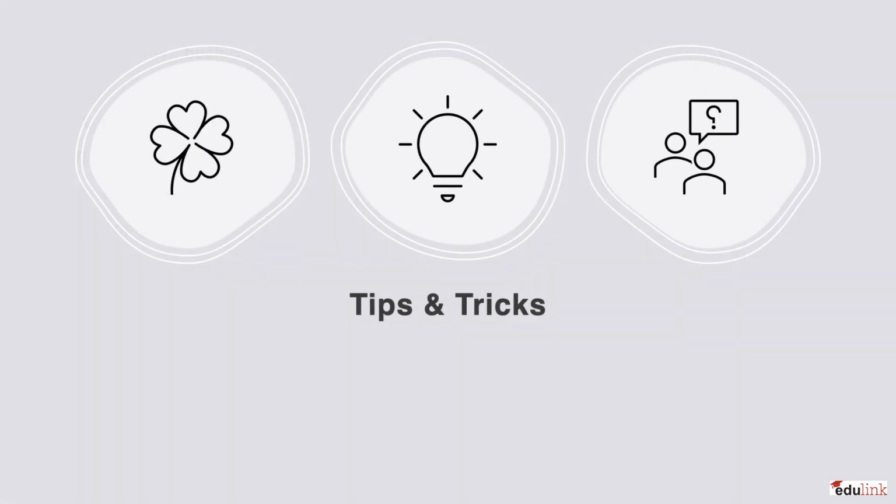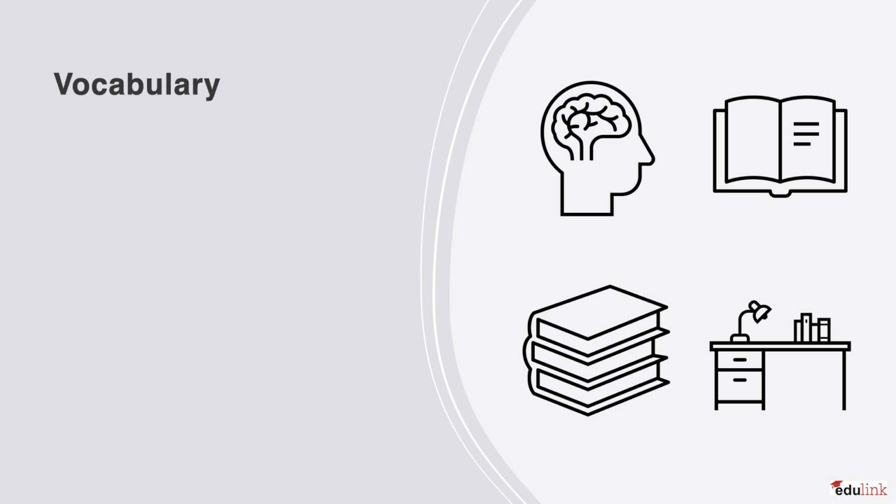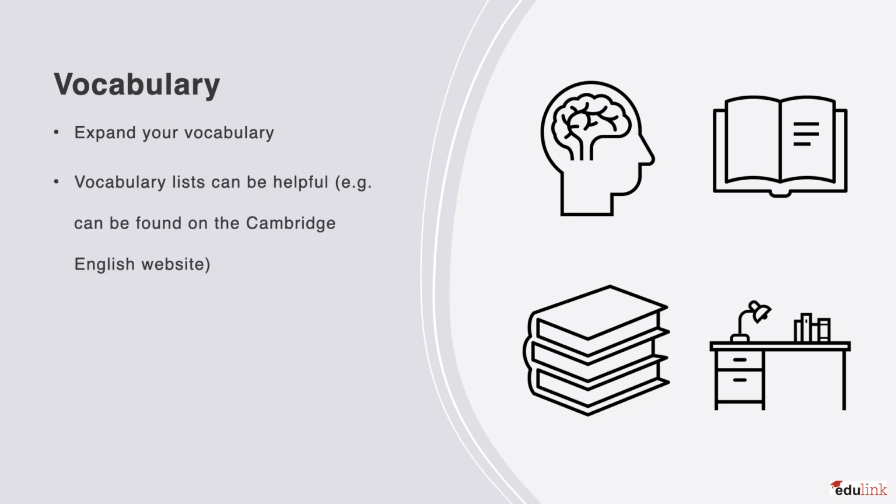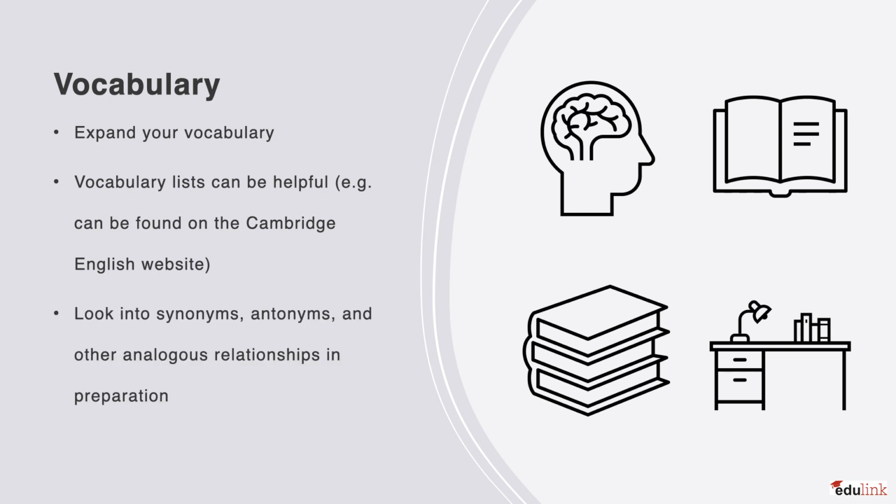Next, I will give you a few tips and tricks for your test preparation as well as for the exam day. For the task of inferring relations, it is very important that you expand your vocabulary. Pre-made vocabulary lists might be helpful with this. For example, those can be found on the Cambridge English website. It can also be helpful to review synonyms, antonyms, and other analogous relationships in preparation.